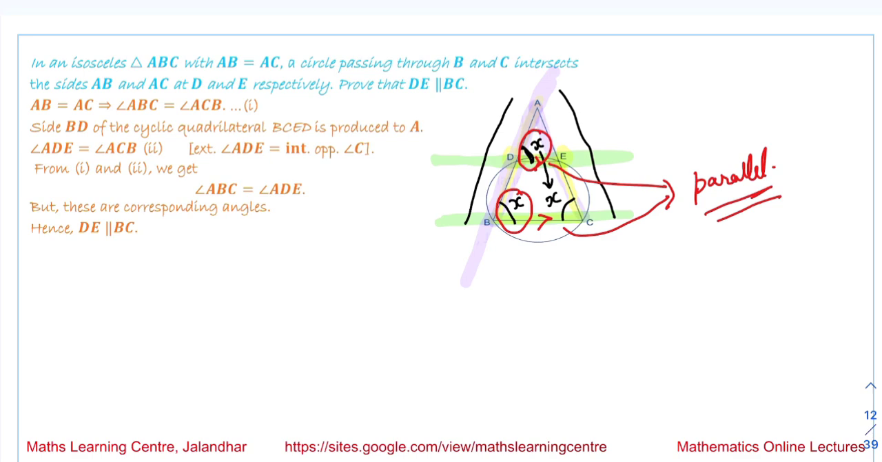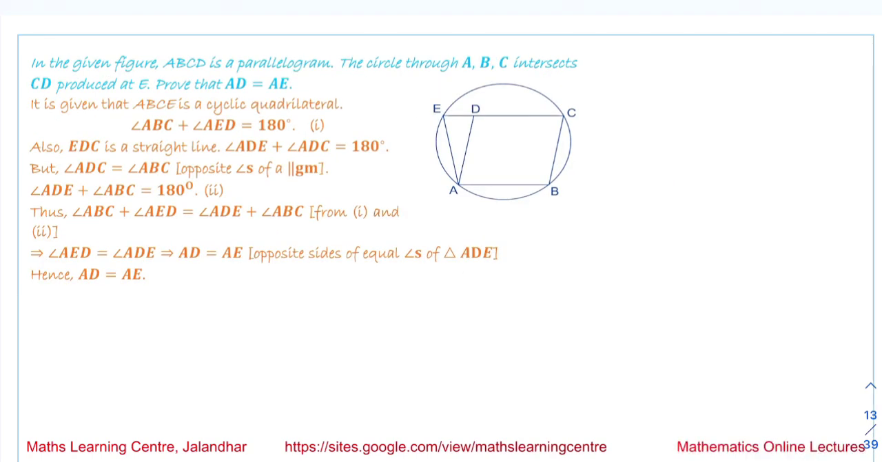Now in this question we are given a parallelogram ABCD. Parallelogram means these sides are parallel to each other. Then through A, B, C we have constructed a circle, and CD is extended over here. This circle meets it at the point E. We have to prove that AD and AE are equal in length. To prove this, basically we have to prove that the angle at D and the angle at E are equal to each other.